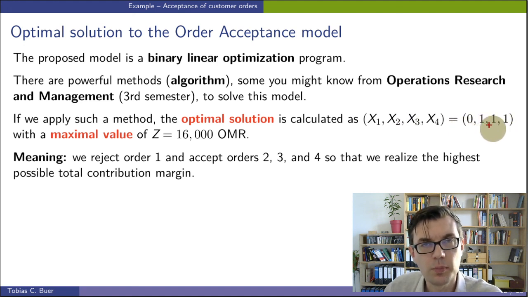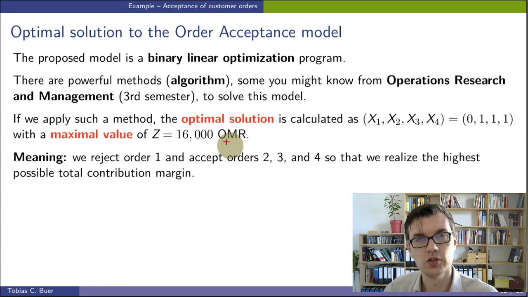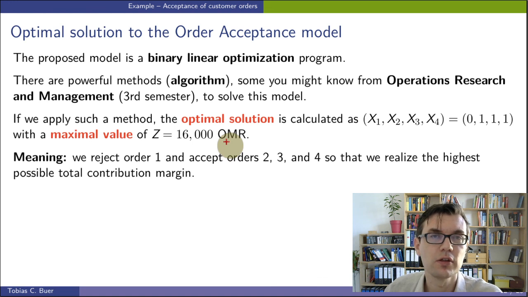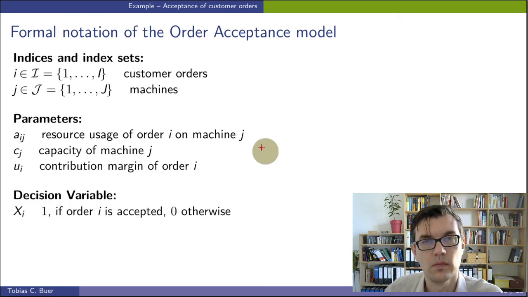This is a feasible solution. Please check it for yourself. And the value of the objective function is 16,000 Omani Riyal. That means Aisha should reject order number 1 and accept orders number 2, 3, and 4. And this will give her a feasible production plan. She has enough resources to manufacture these orders, and her contribution margin is the highest.